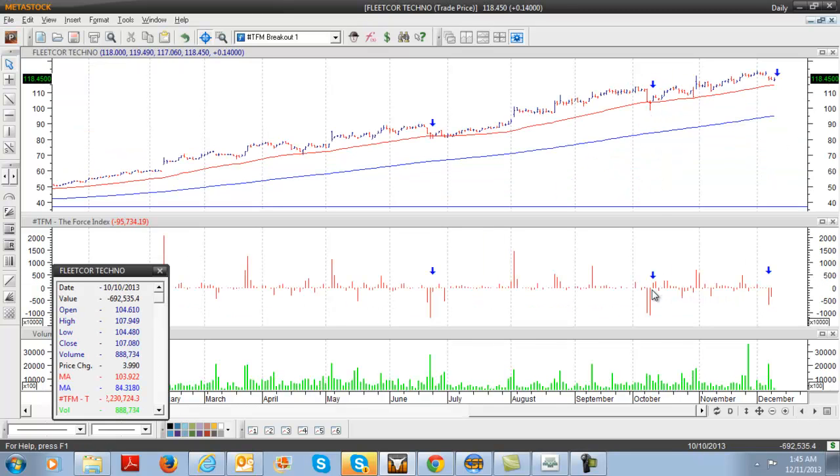Again, here we go. We had a pullback. Force index, 50 exponential. It held, kept on moving. You could have stayed in. You could have taken out profits depending on your plan. You had the same scenario here. These things repeat over and over again. But it all depends on what you're seeking and what your goals are.